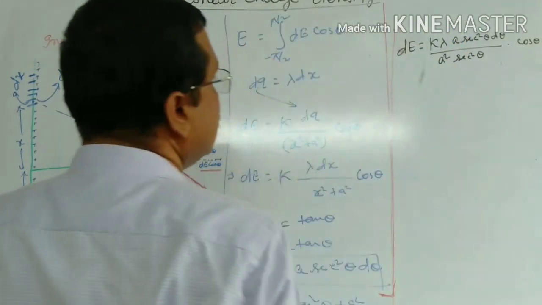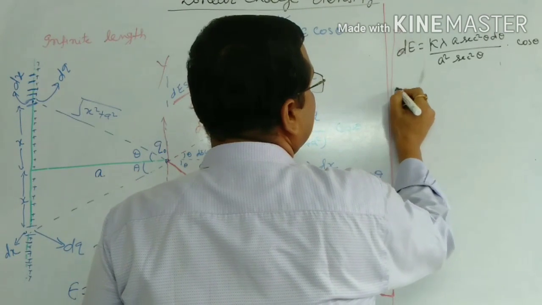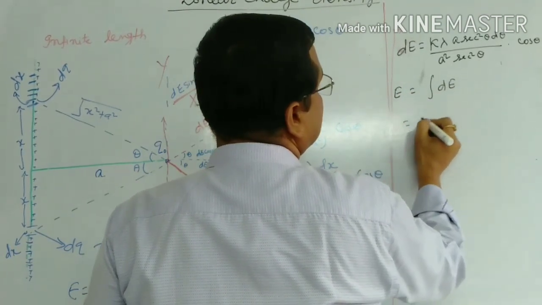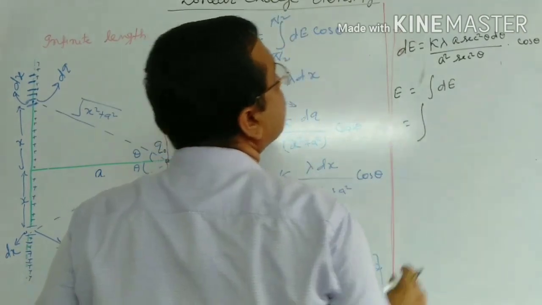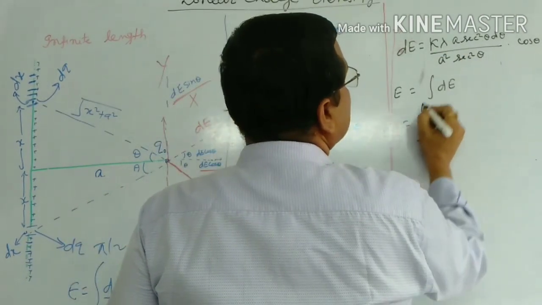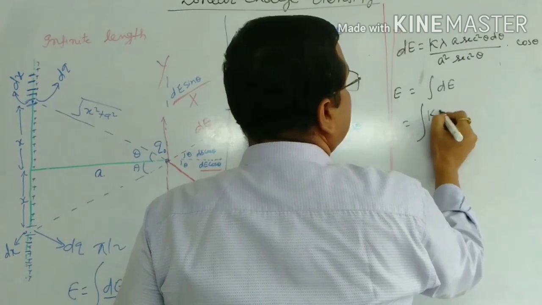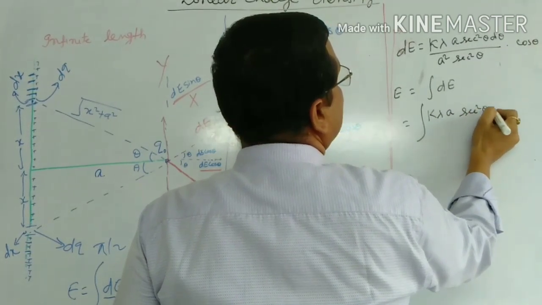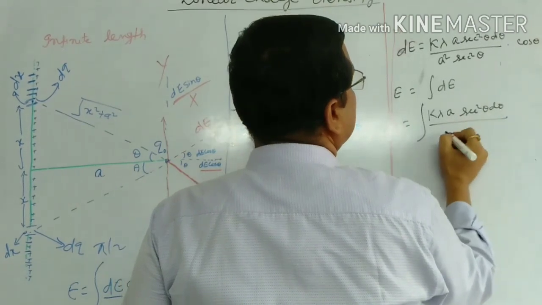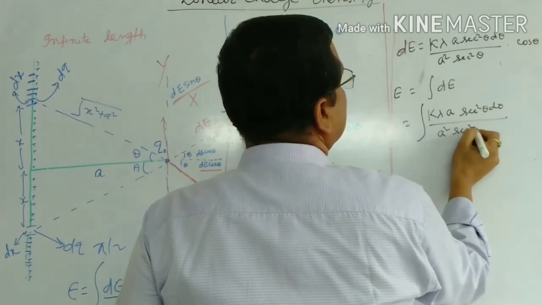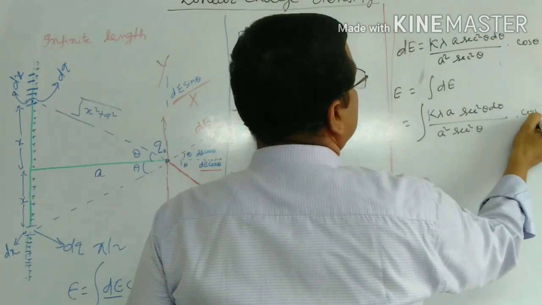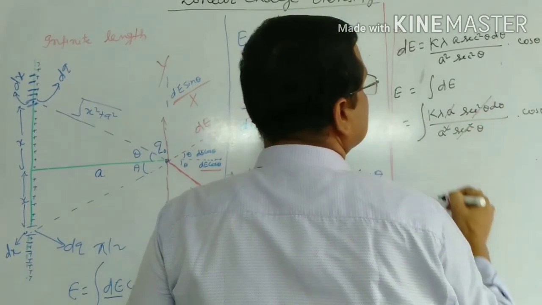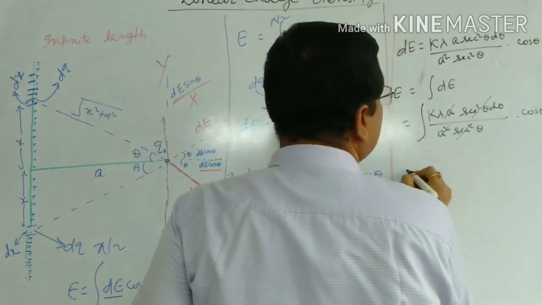We have to take dE like that. So what is the value of E? E equals integration of dE, that is integration of k lambda a sec square theta d theta by a square sec square theta into cos theta. Here a cancels, sec square theta cancels. So what do we have?